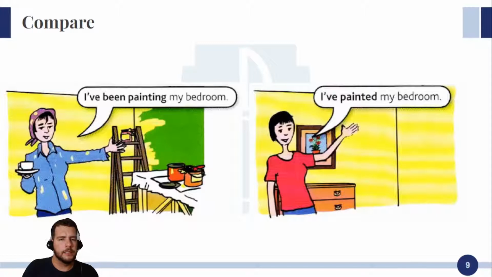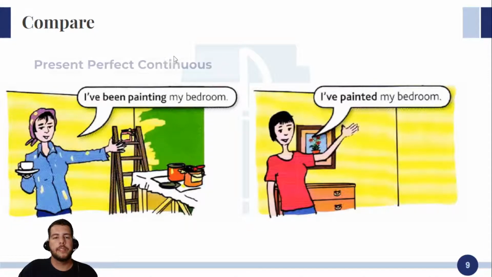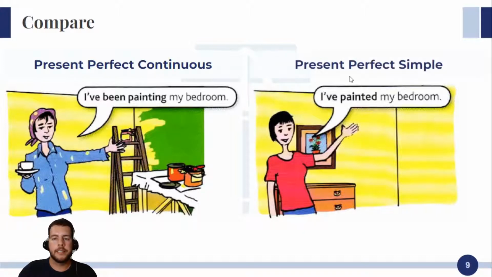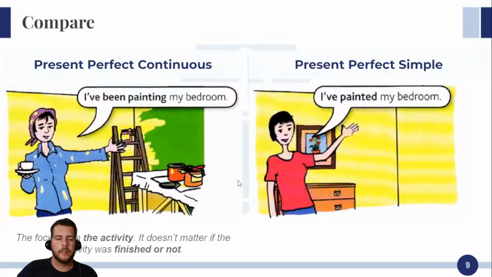A question: is this present perfect simple or present perfect continuous? Yes, that's present perfect continuous. Now, on the other side we have I've painted my bedroom, and this is naturally the present perfect simple. So what's the difference? Let's see.